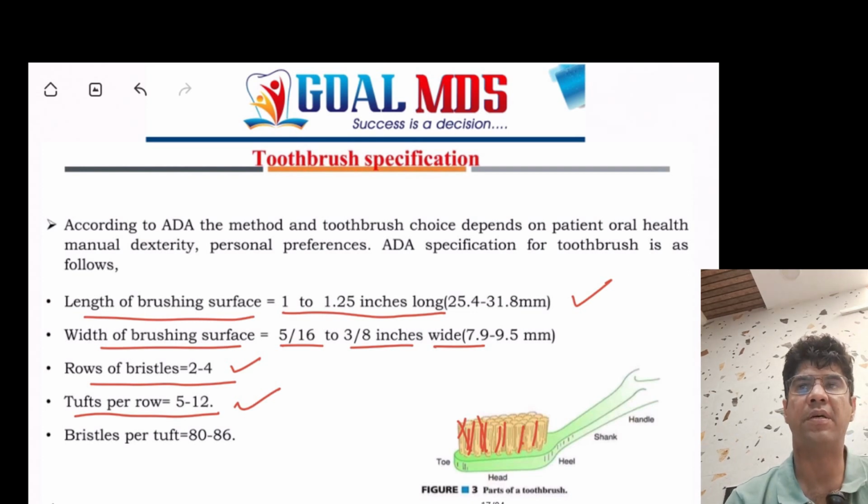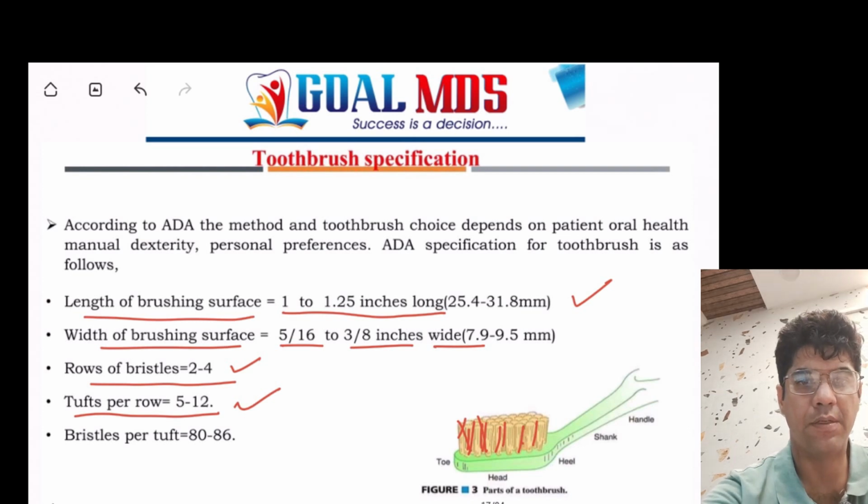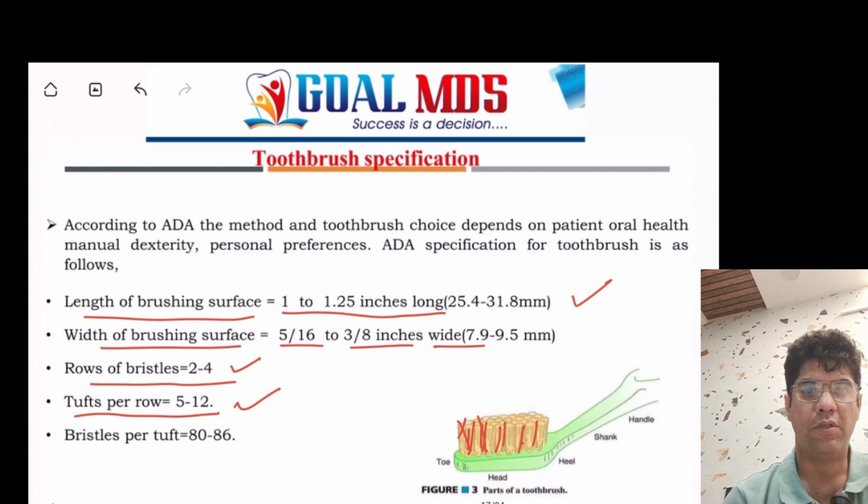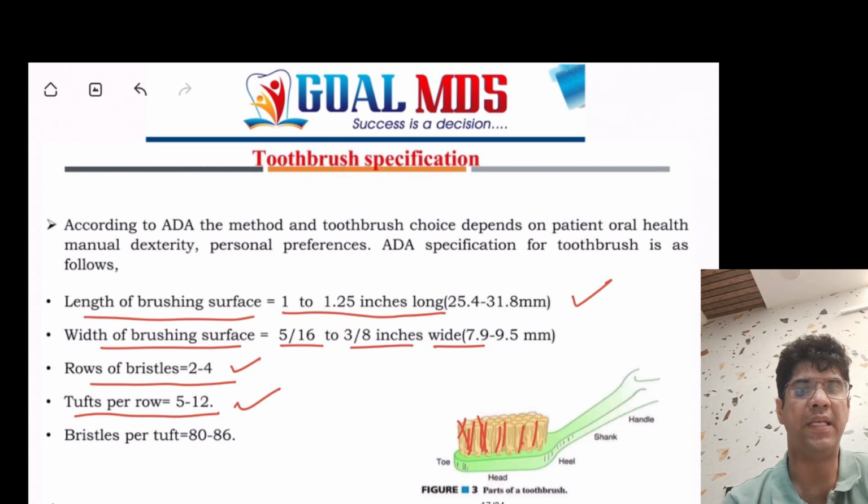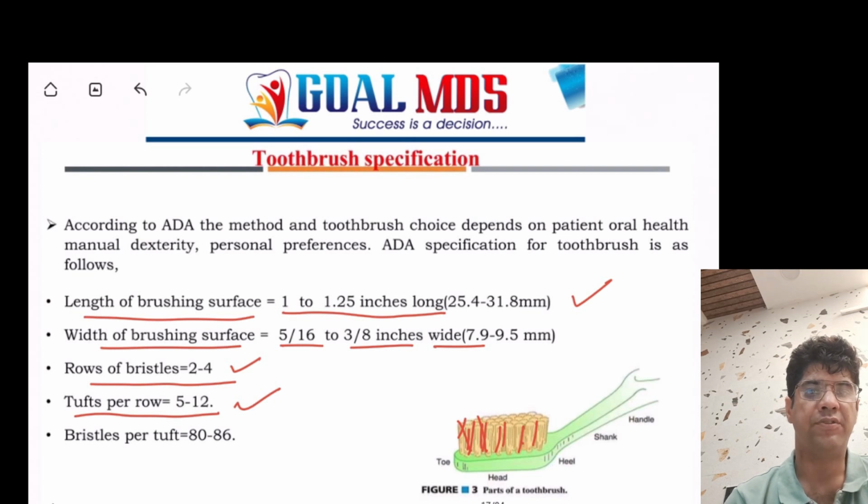The third is the bristles per tuft. The bristles per tuft refers to the number of individual bristles that make up each of the clusters on the brush head. So that will indicate the density of the bristles within each tuft. So brushes with higher bristle count per tuft might be more effective for cleaning.